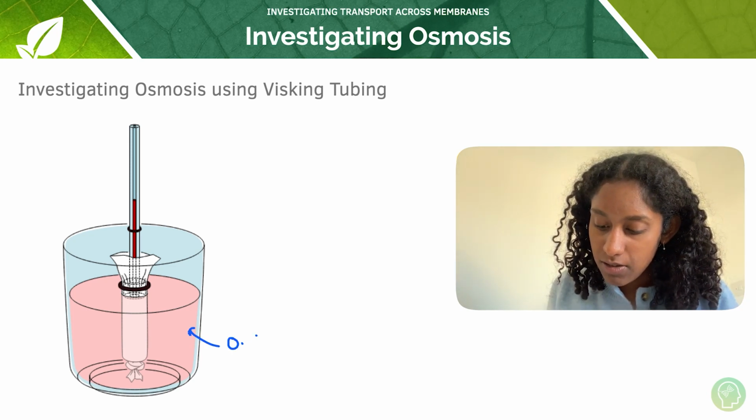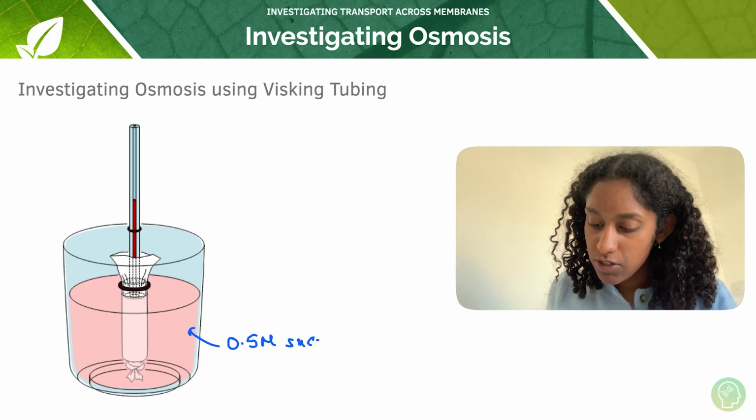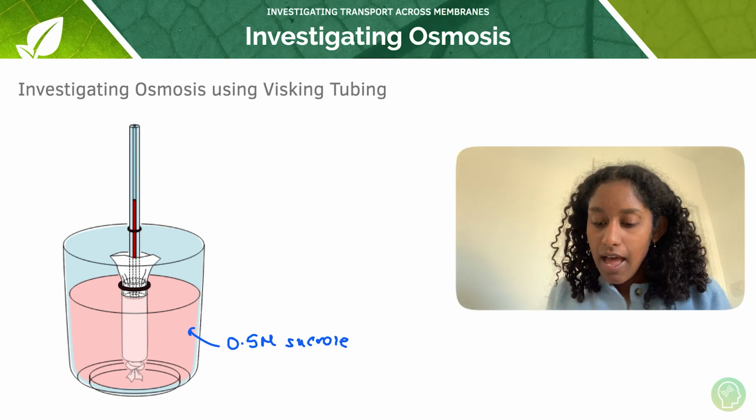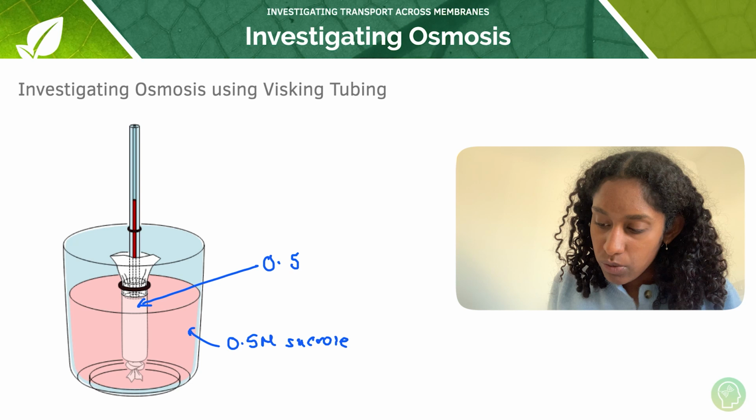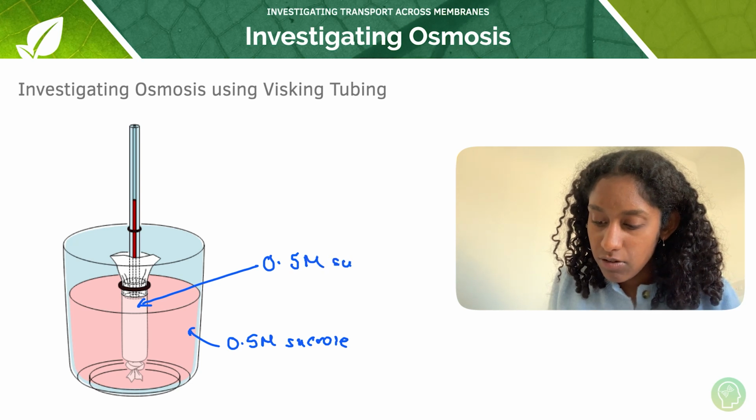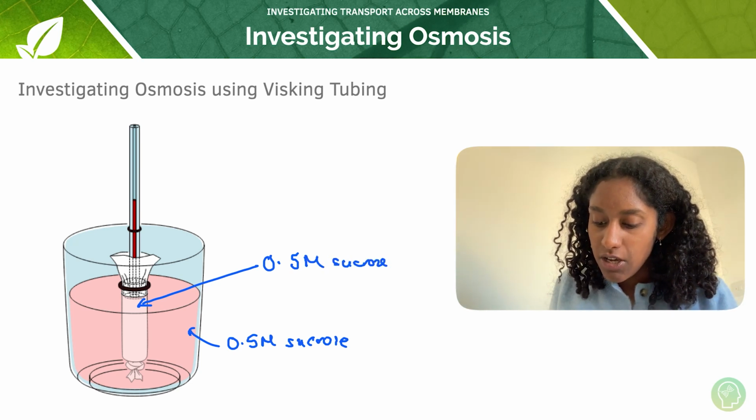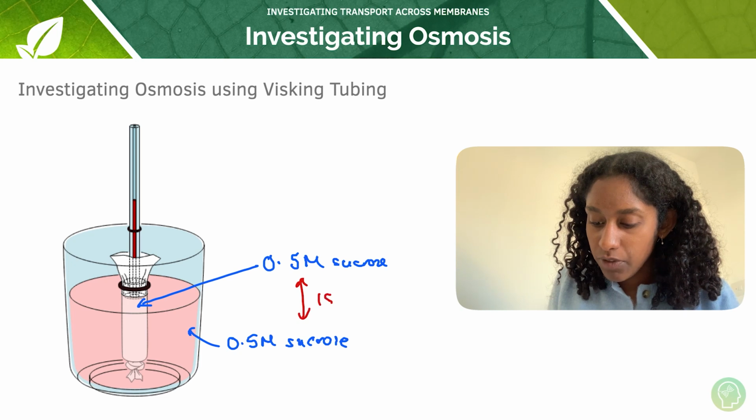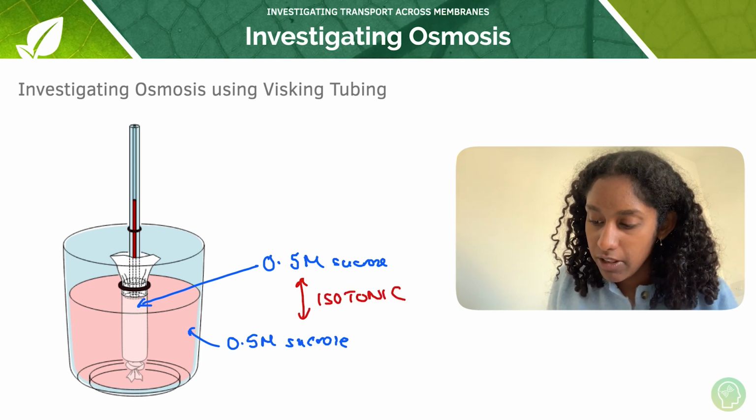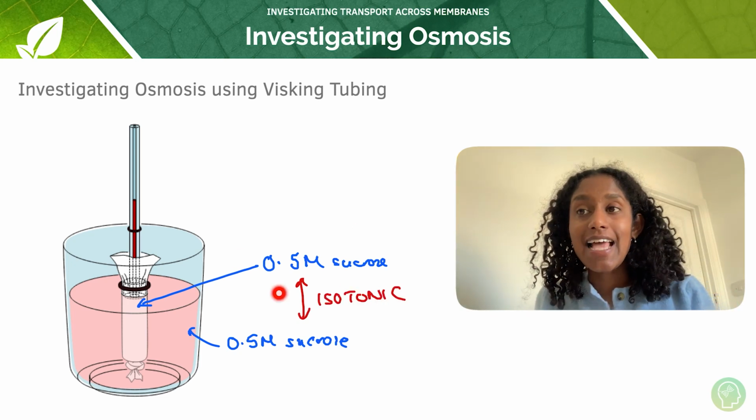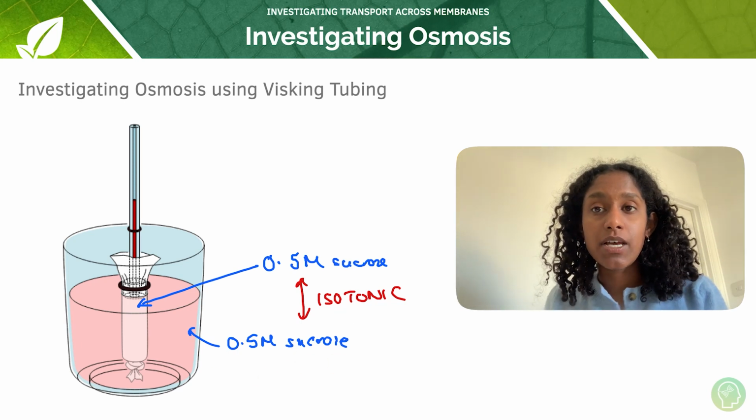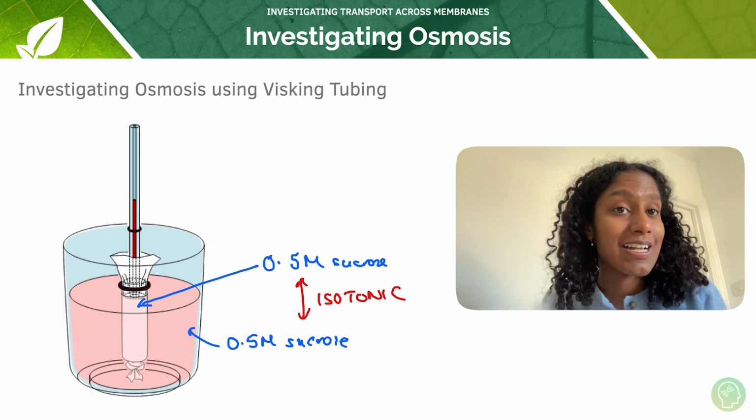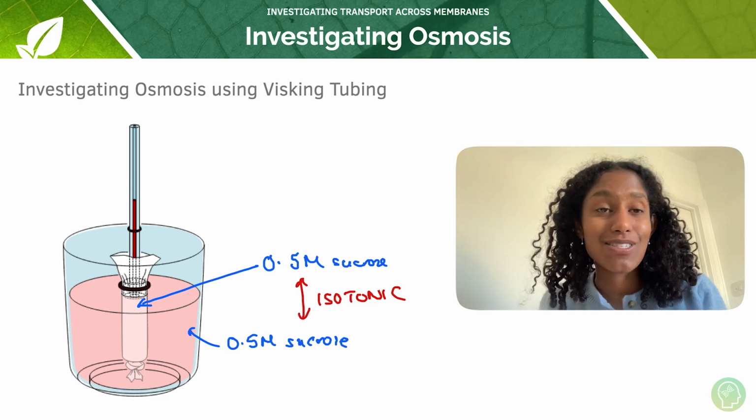0.5 molar concentration of sucrose. And now we know in our Visking tubing we also have 0.5 molar sucrose. So these two solutions are isotonic to each other. So they both have the same concentration. So there's not going to be movement of water by osmosis because there's no water potential gradient.